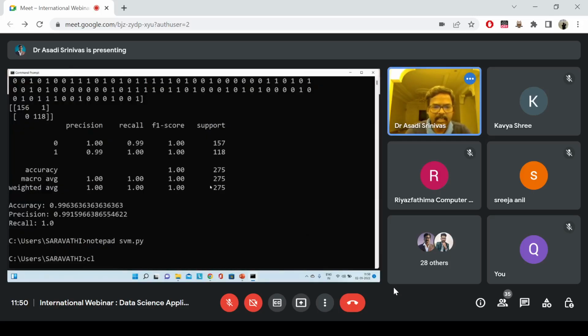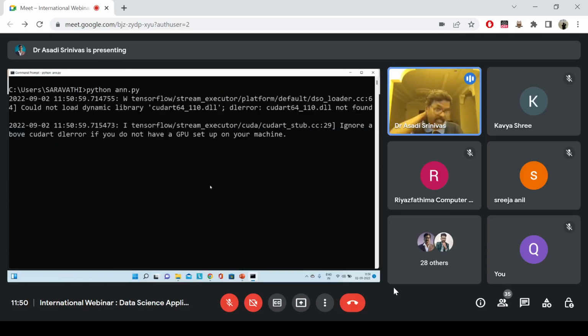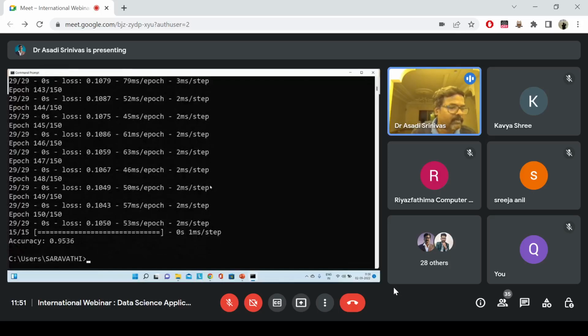Now see, I'm using artificial neural network techniques. Python ann.py, artificial neural networks. Very interesting problem. See here, I have taken a health data set. It is performing. Please, my screen is visible now. Please respond, madam. I am executing the artificial neural networks algorithm.